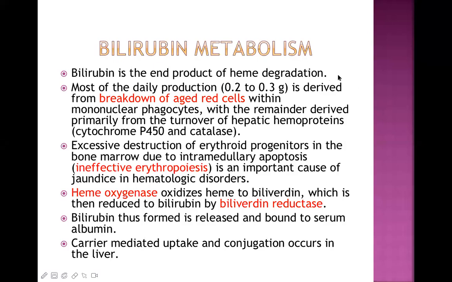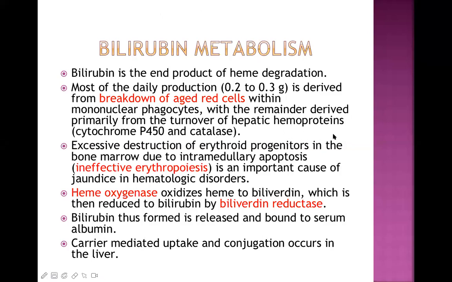So when RBC is destroyed or damaged, then hemoglobin will be released. That hemoglobin is made up of heme as well as globin. So that heme component of hemoglobin will undergo the bilirubin pathway. Most of the daily production, 0.2 to 0.3 gram, is derived from breakdown of aged red cells within mononuclear phagocytes, and the remainder is derived from the turnover of hepatic hemoproteins like cytochrome P450 and catalase.